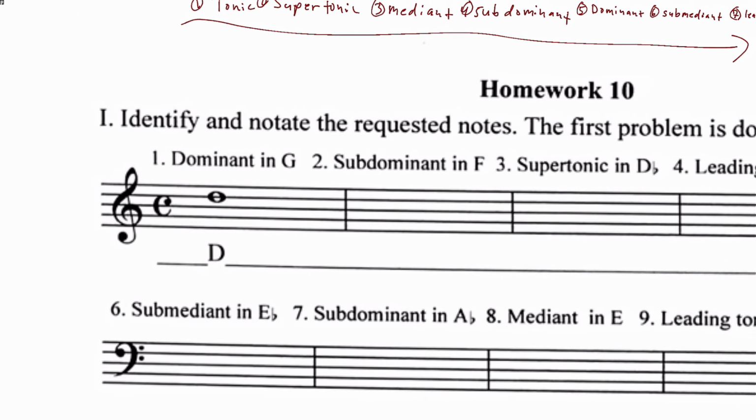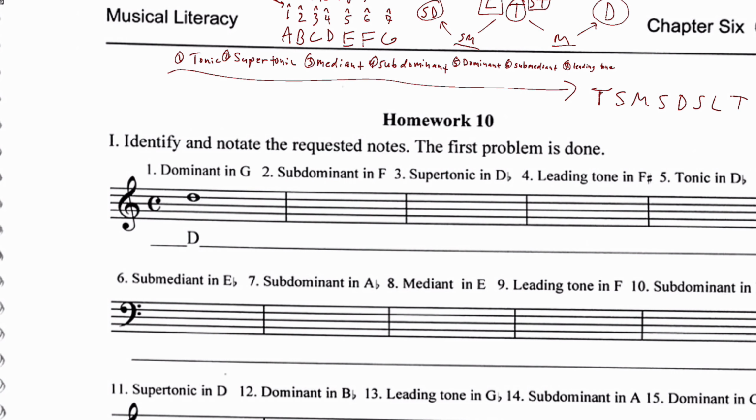It says identify and notate the requested notes. The first problem is done. It says dominant in G. Okay, so they identified the note, which was dominant, which is D, wrote it there, and then wrote it down in the staff. Next it says subdominant in F.